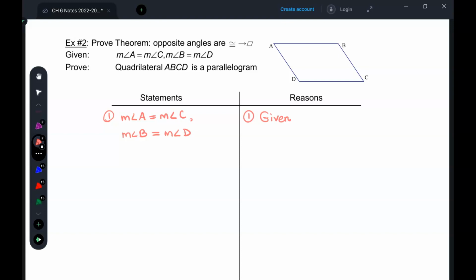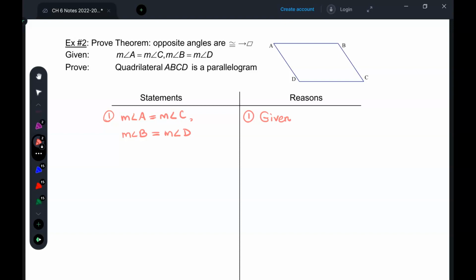Let's continue. Okay, I did purposely put in measure of angle A equal to measure of angle C because we are going to use measure. I know it's been a while since we've done this. So measure of angle A equals measure of angle C. Measure of angle B equals measure of angle D. Okay, what do we know here?